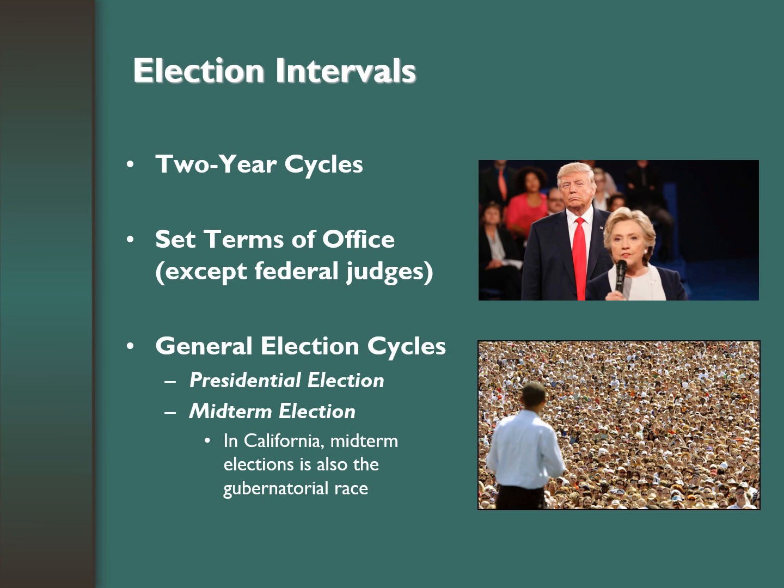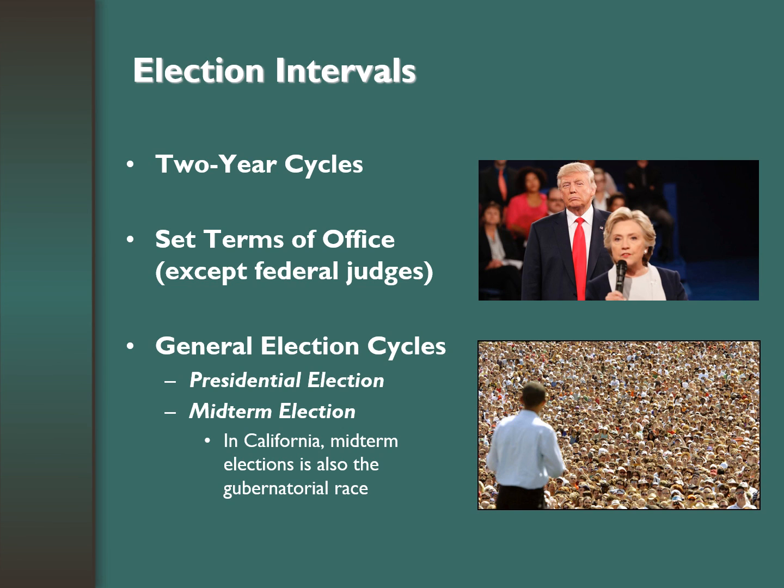So let's talk briefly about election intervals. This is actually quite straightforward. We have elections in our country every 2 years, every even-numbered year. As I mentioned to you, we have a general election, and we know that happens on the first Tuesday of November of every even-numbered year. Everyone has set terms of office except for federal judges. House members serve 2-year terms, senators 6-year terms, the president 4-year terms, Supreme Court justices for life.